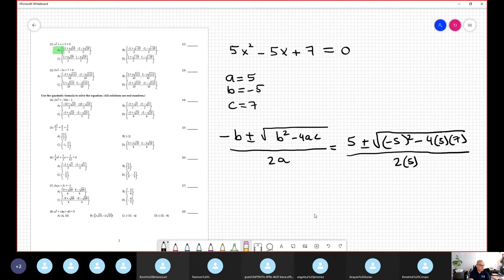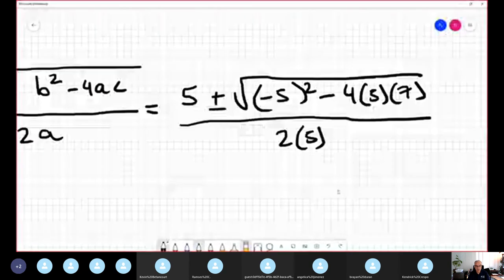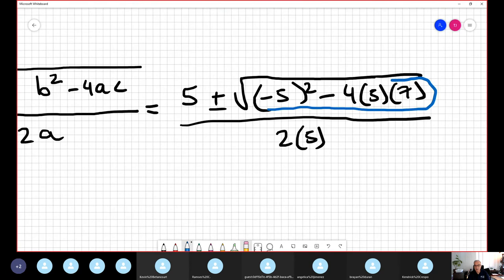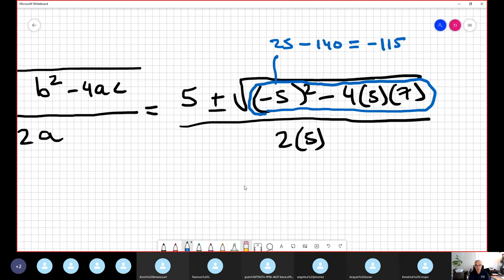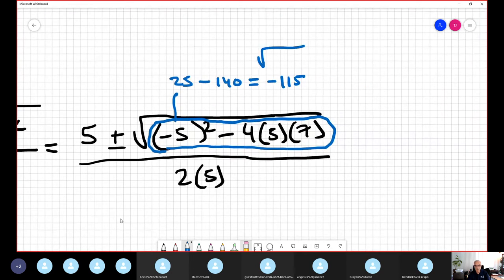Okay, so now you focus on the expression inside the radical. Try to find the value of this. This is 25 positive, and this is 140, because 4 times 5 is 20, 20 times 7 is 140. And 25 minus 140 is negative 115. Okay, now negative 115. I don't know, leave it like that, I suppose. The square root of negative 115 is equal to i times the square root of 115.